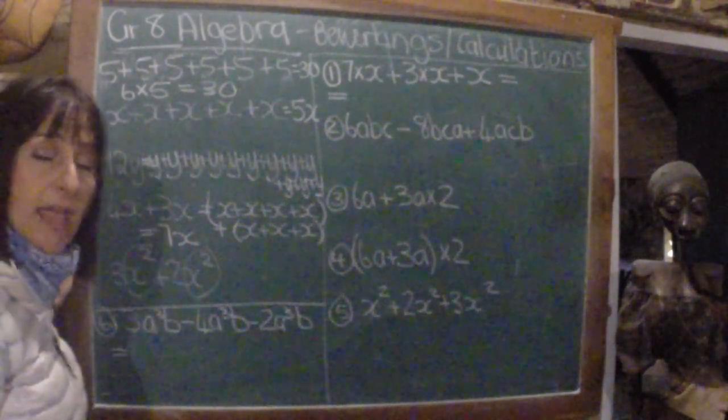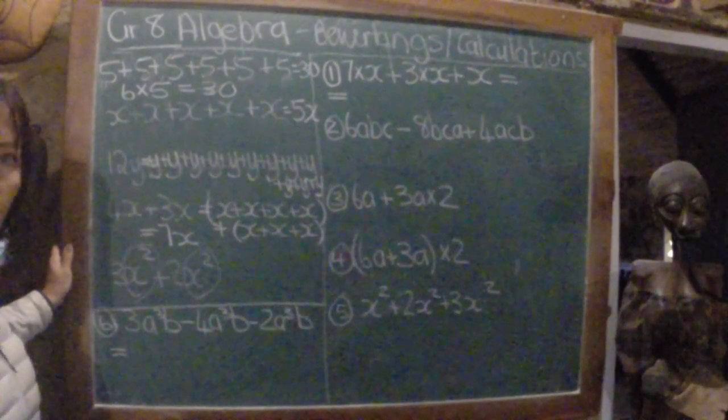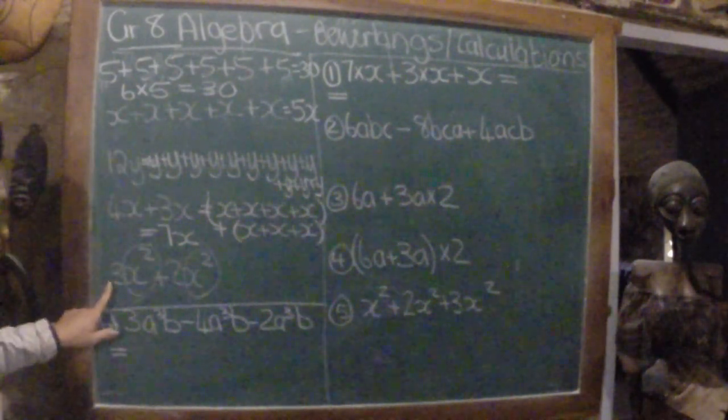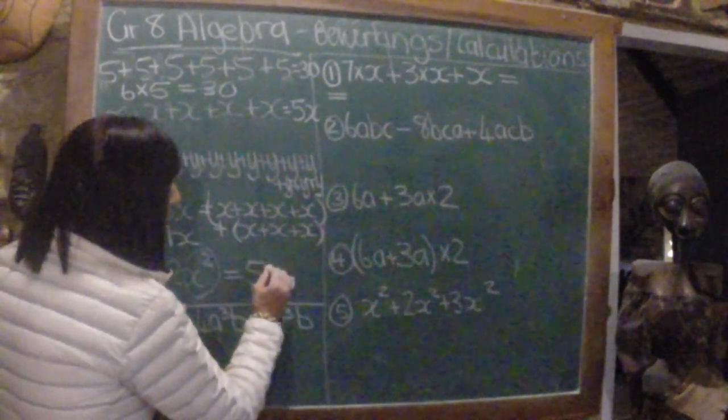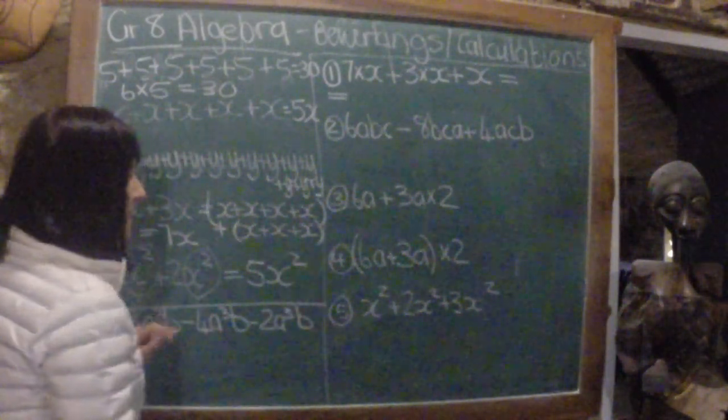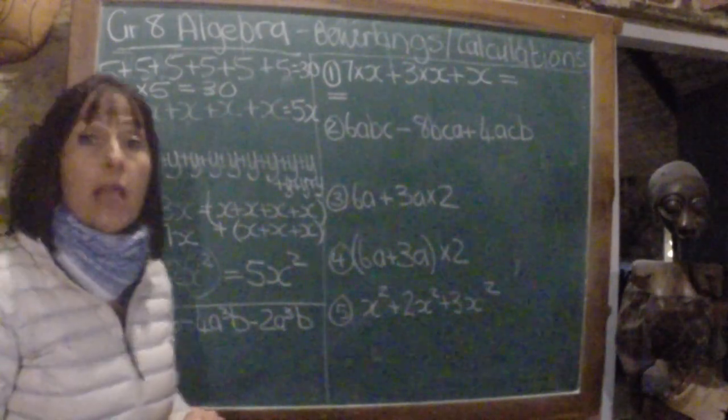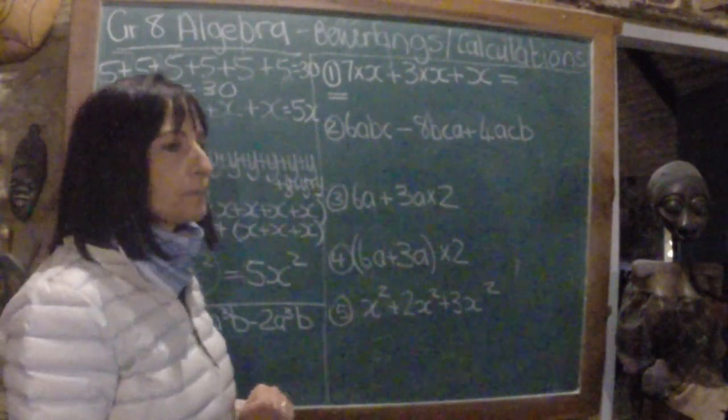Is x square and x square like? Yes, they are definitely the same. So 3 plus 2 of them gives me 5 of them. It stays x squared. So let's do examples.